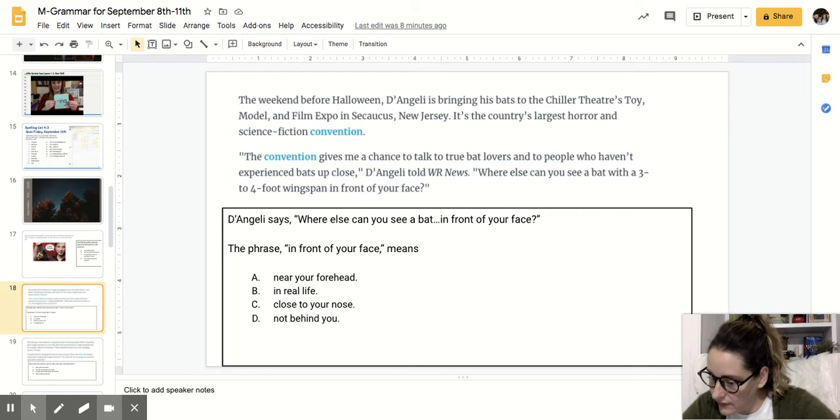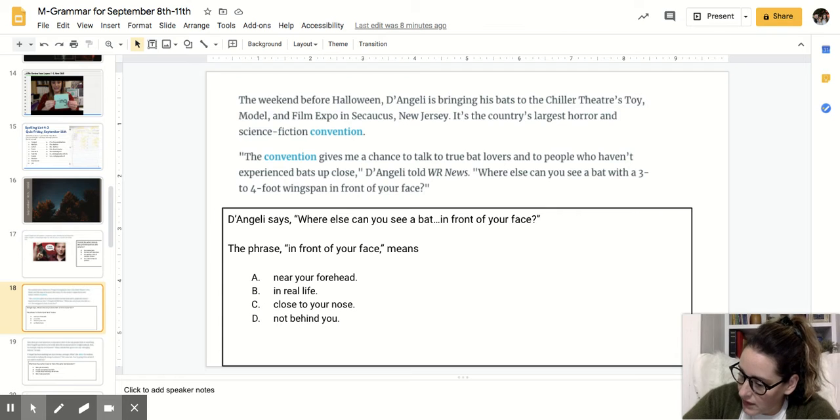If I look back at my notes, I've got front of face, question mark. This is a 2-paragraph section, so I'm going to draw my line with a 9. 9 with a line, 2. I'm going to read it, write my note. The weekend before Halloween, D'Angeli is bringing his bats to the Chiller Theater's Toy Model, a film expo in Secaucus, New Jersey, maybe? It's the country's largest horror and science fiction convention. Cool. So I'm going to write down the main point of that paragraph. I would love to go to that. He brings bats to horror convention. I want to go. That is cool.